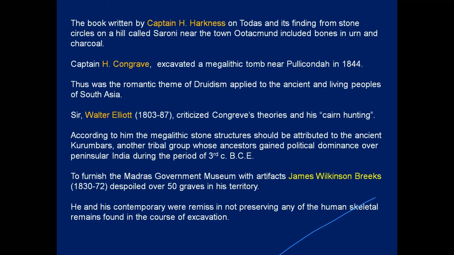Coming to Elliot, he said that the megalithic stone structures should be attributed to the ancient Kurumbaras, another tribal group whose ancestors gained political dominance over peninsular India around the 3rd century BC. So he also tried to say that the contemporary Kurumbaras tribe is associated with these megalithic structures. And he worked to furnish the Madras Government Museum with artifacts. James Wilkinson Briggs despoiled over 50 graves in his territory.